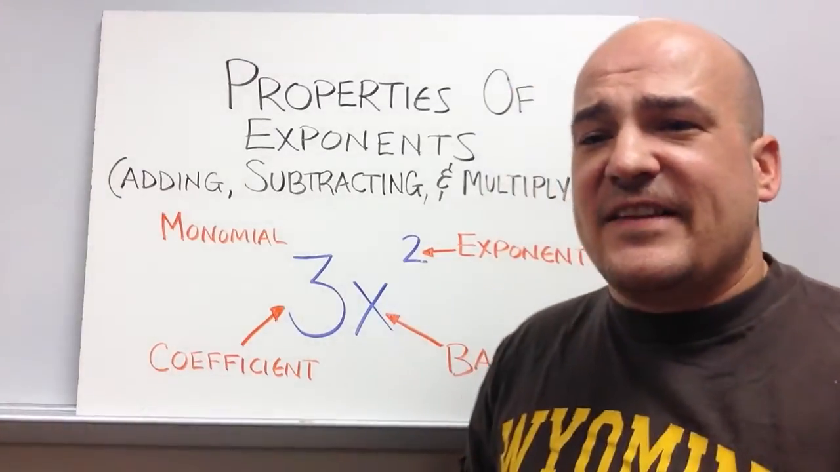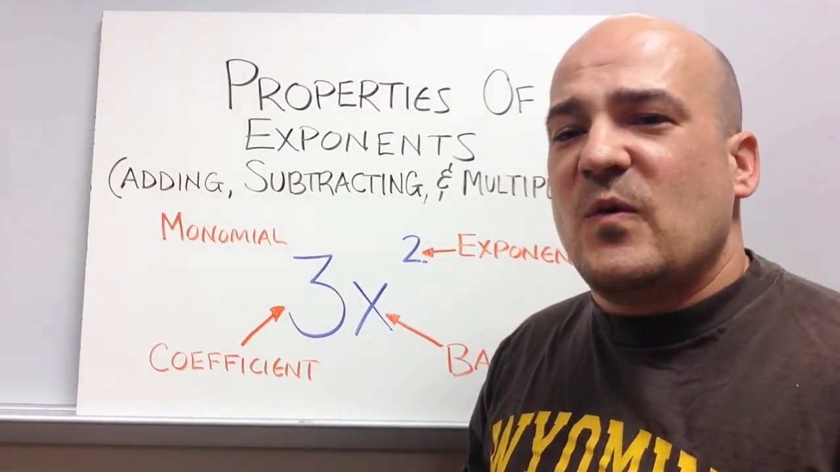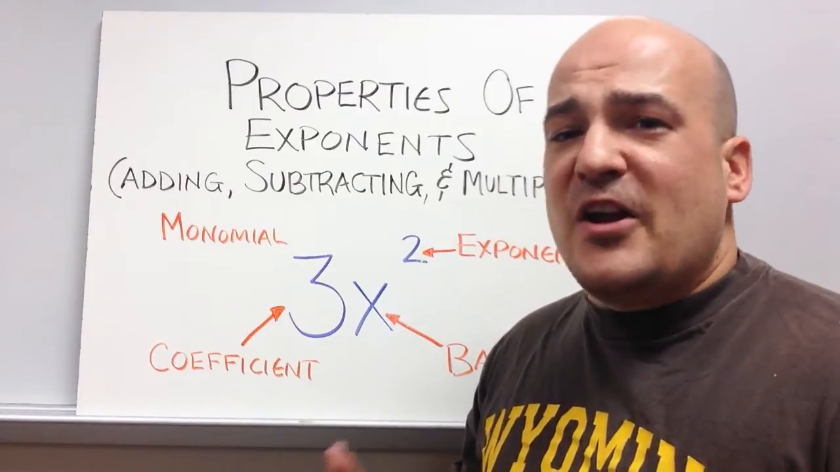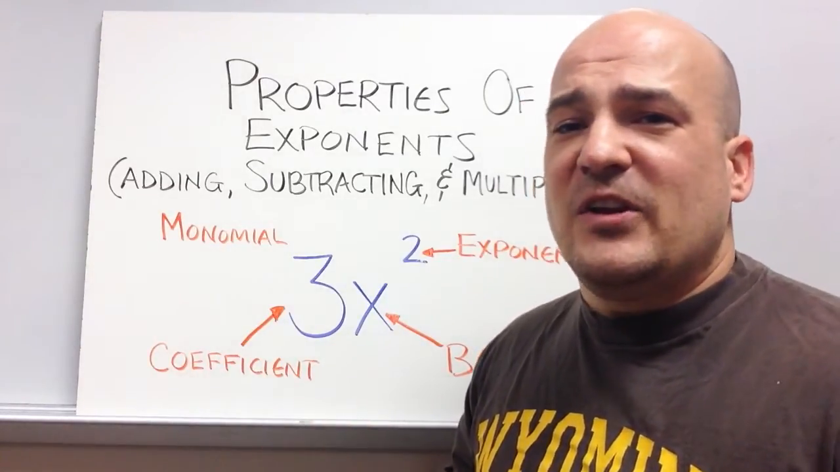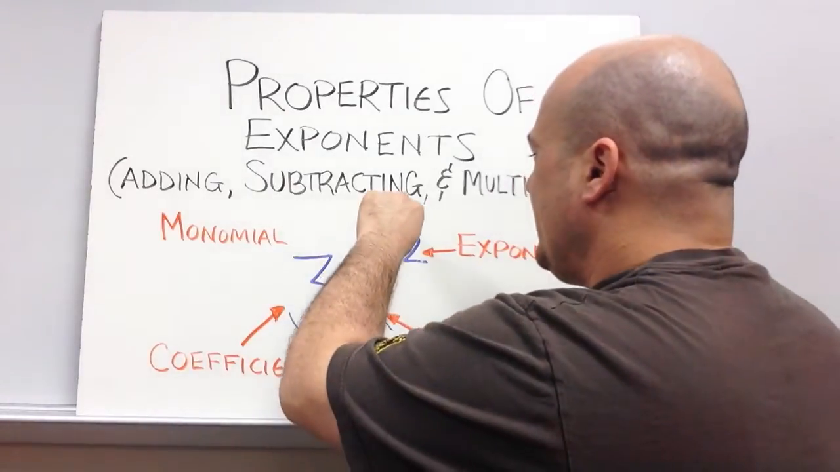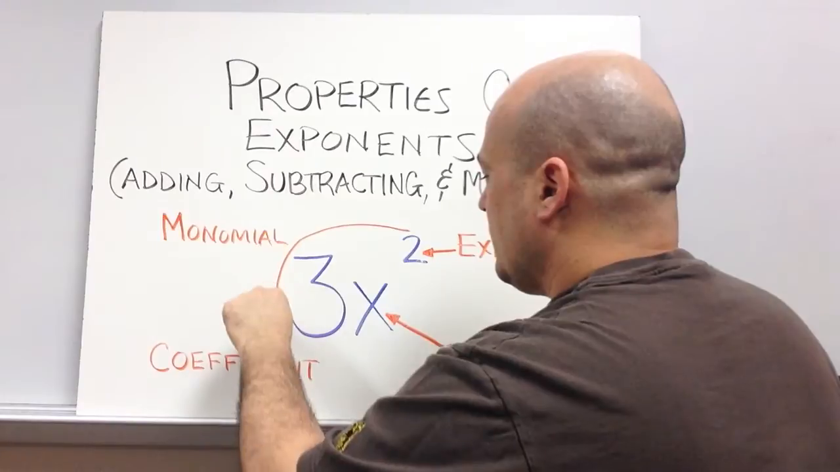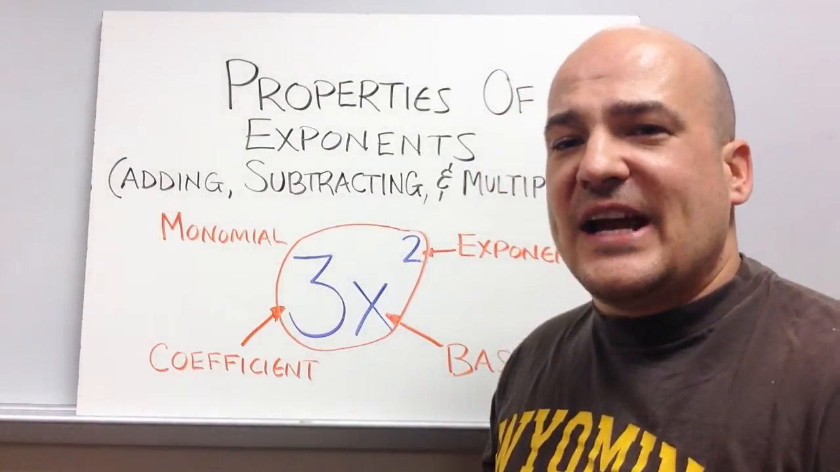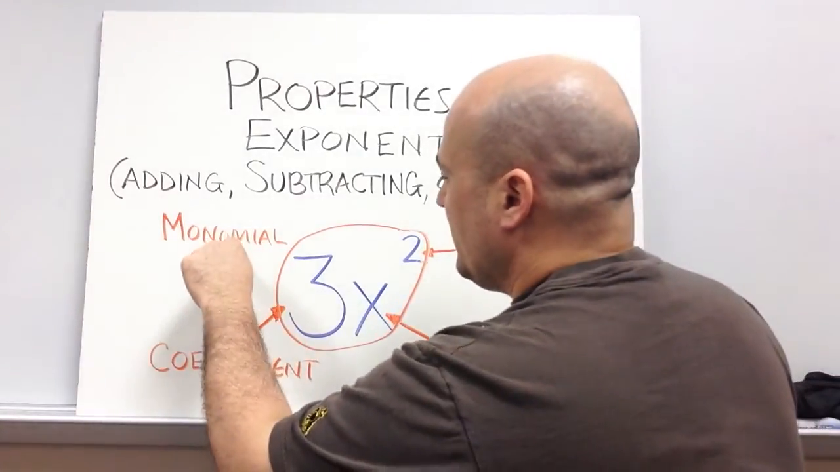And finally, the last term that I want to make sure you know is monomial. In monomial, mono means one, and nomial is like a term in math. So this whole thing here, 3x squared, is one giant term. That's a monomial.